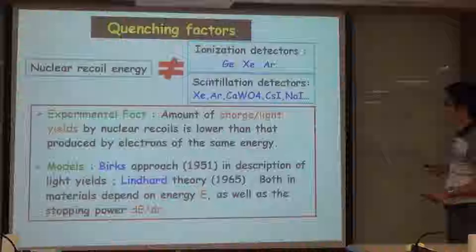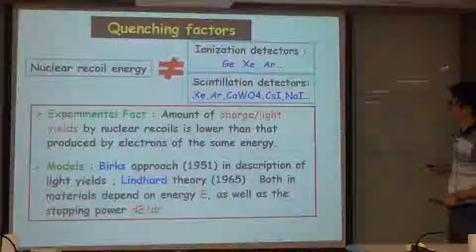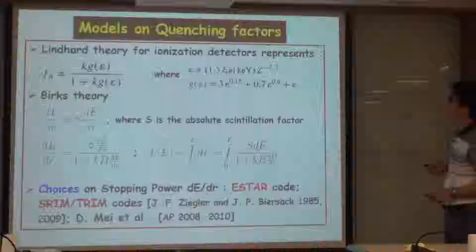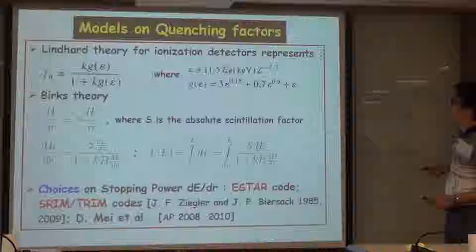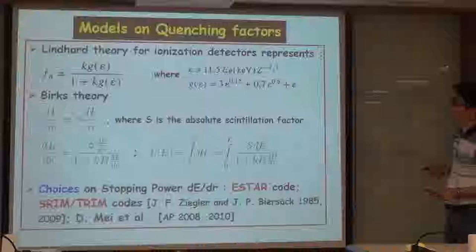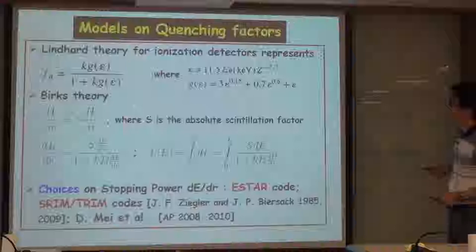And both of these approaches are trying to get this quenching factor, which depends on the energy as well as the stopping power, which is dE/dx. These are the models of quenching factors for Lindhard, which is quite good for ionization detectors. You can take this form, and later we will see that it is quite good for previous data. And the Birks theory also explains this light yield quite well in certain situations.